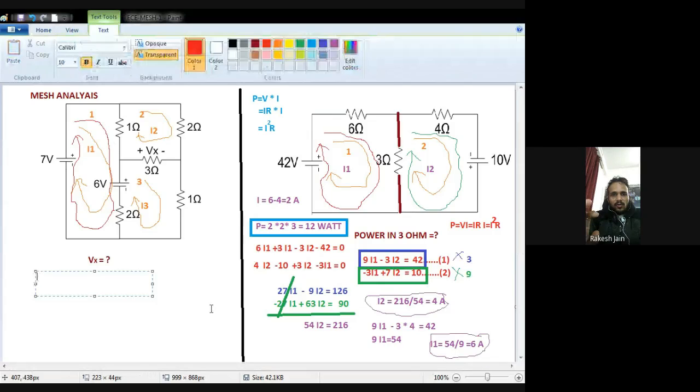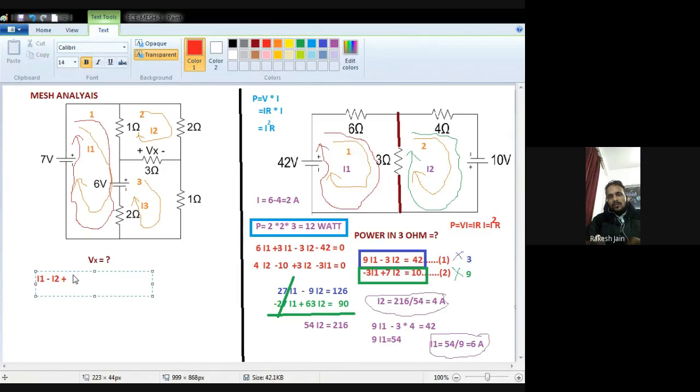So I write down for the first mesh. See very carefully. I1 current passes through the 1 ohm resistance, so I1 into 1 is equal to I1, because multiplying by 1 gives the same I1. But another current, I2, also passes through this 1 ohm resistance in the opposite direction, so I have to write it with a negative sign: 1 multiplied by I2, that is minus I2.